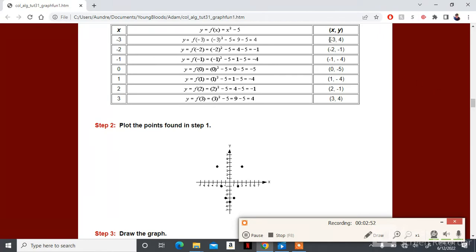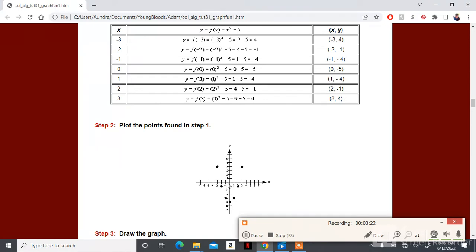Alright, let's start. Negative 3, 4. Count 0, 1, 2, 3, and positive 4: 1, 2, 3, 4. So negative 3 is x, and positive 4 is y. Next one, negative 2, negative 1.